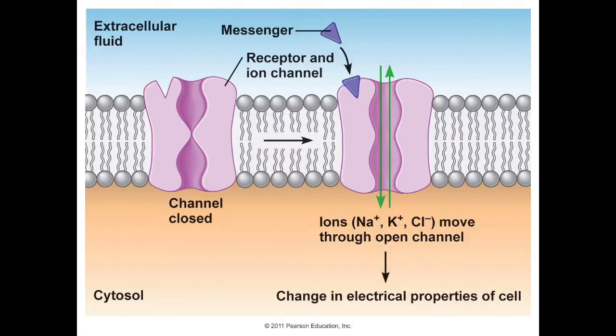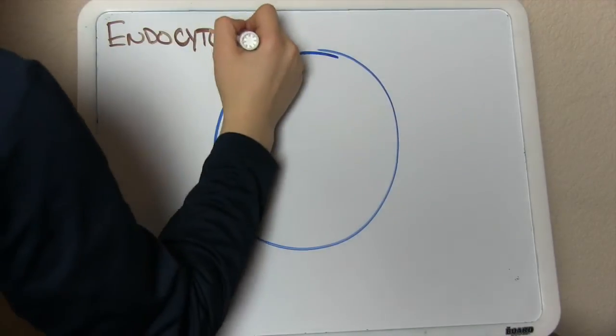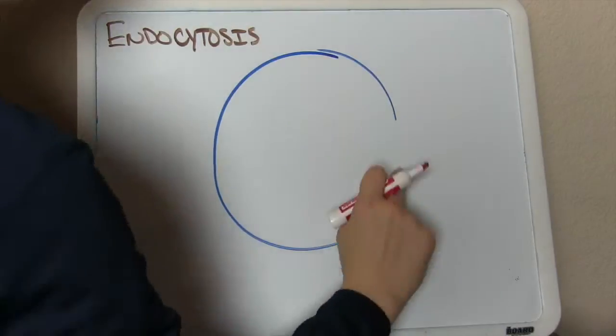Gated channels. Some channel proteins only open in the presence of a stimulus. Two examples are ion-gated and voltage-gated channels. To move large molecules in and out of the cell, vesicles and vacuoles are used.